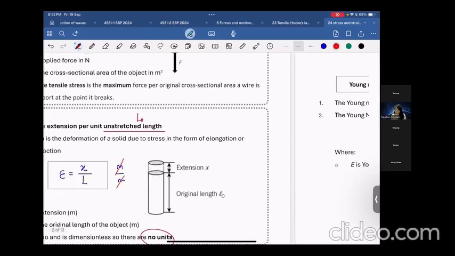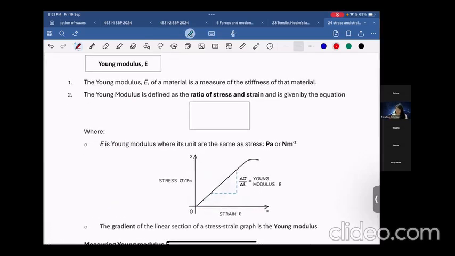Okay, next, Young modulus. We want to know about Young modulus. It measures the stiffness of the material. Previously in O level, we learned about spring constant to measure the stiffness. Actually, in a more correct or more useful way, we can use Young modulus. Young modulus is the ratio of stress and strain.